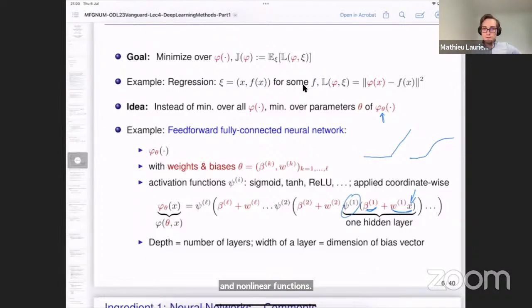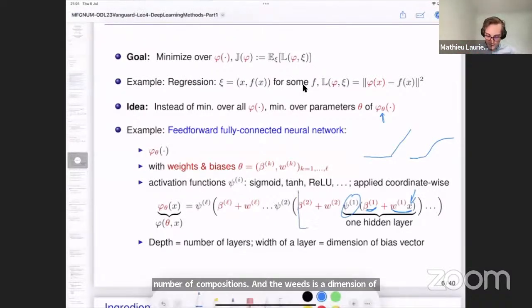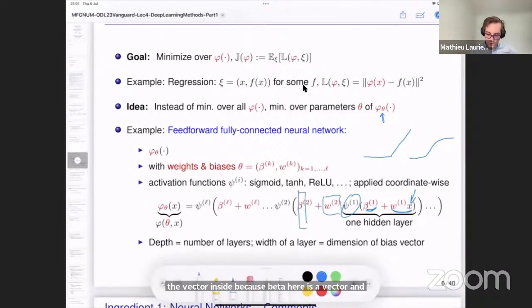Okay, so if you didn't know what a neural network is, here is what I mean by neural network, or at least that's what you can have in mind, even though there are more complicated architectures. What we call the depth is the number of layers, so the number of compositions, and the width is the dimension of the vector inside, because beta here is a vector and W is a matrix. So what we call the width is the dimension of beta.